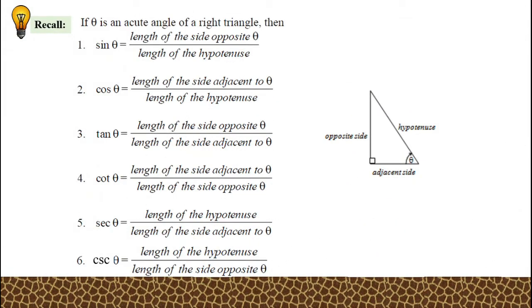If theta is an acute angle of a right triangle, then we have sine theta is equal to the length of the opposite side over the length of the hypotenuse. Second, we have cosine theta, the length of the adjacent side over the length of the hypotenuse. Third, we have tangent theta equals the length of the opposite side over the length of the adjacent side.